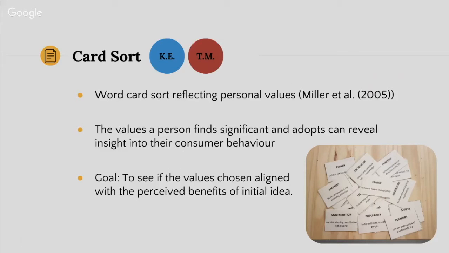The second session was a card sort, and this was completed with both KE and TM. And it was a word card sort, with some of the words shown down below that reflected personal values. I chose this particular method and this strategy because research has shown the values a person finds significant and that they adopt can reveal insight into their consumer behavior. So the goal was to see if any of the values chosen aligned with the perceived benefits of the initial idea.